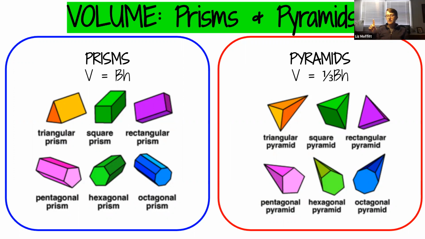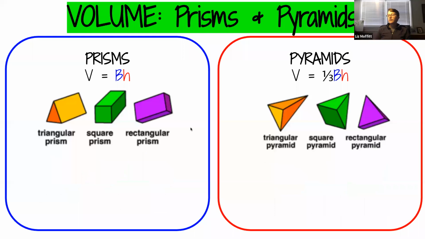Pyramids only have one base, so they have a base that may be on the bottom, it may be on the side, and it may be on the top. And across from that base is a pointy top. So if the base is on the side, the pointy top will be on the other side. If the base is on the bottom, the pointy top will be at the top.